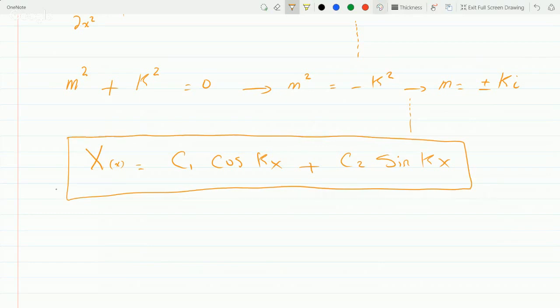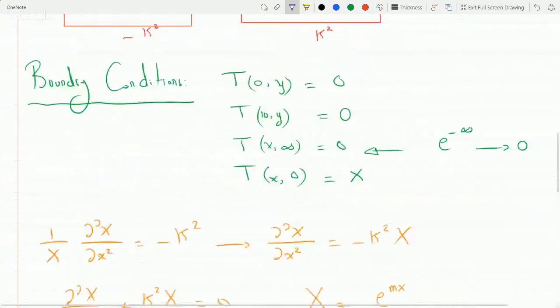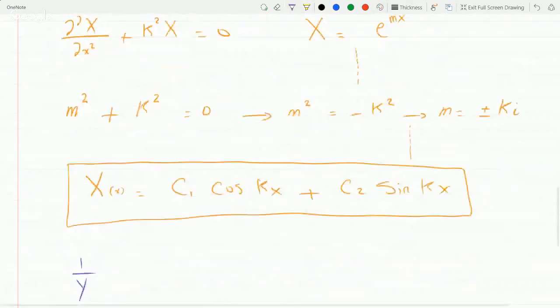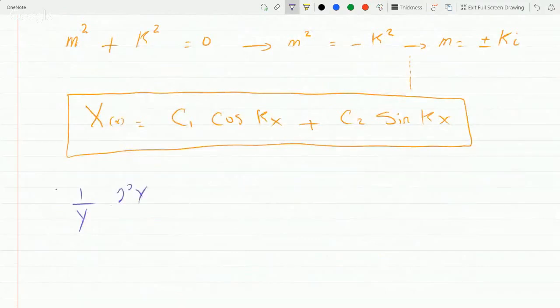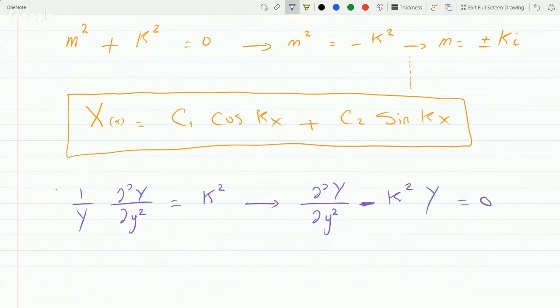Let's go to the y term. So the same thing will happen to the y term. So we have 1 over y. We called the first one minus k squared, so the second one will be k squared. So d squared y over dy squared equals k squared. And so multiply by y, you get d squared y over dy squared minus k squared y equals 0.